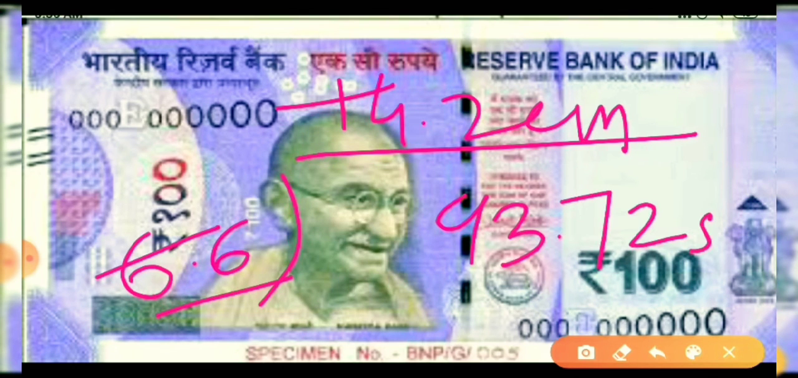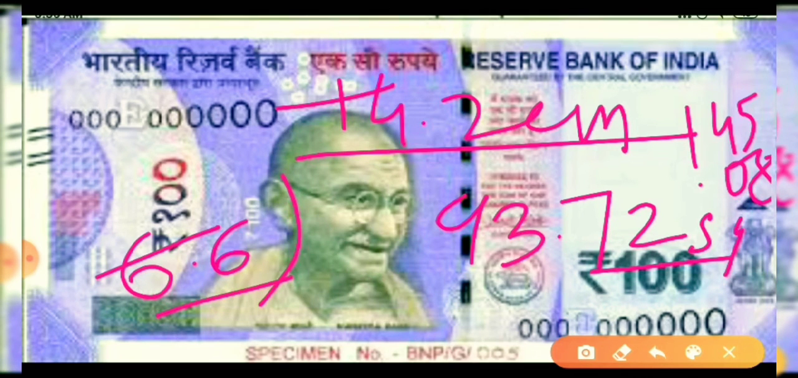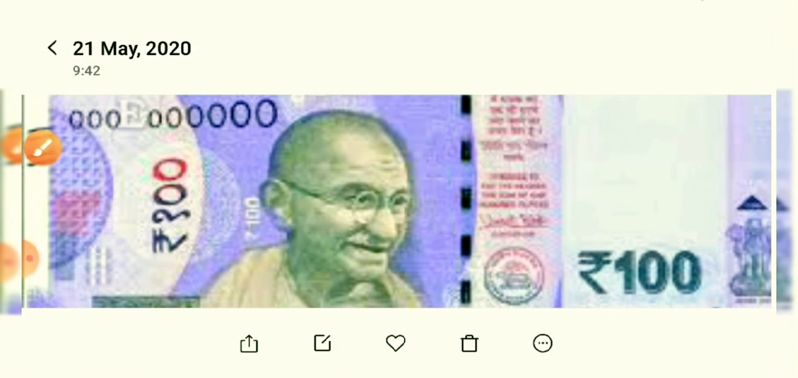So after multiplying 14.2 by 6.6, you will get 93.72 square centimeter. Now remember the area of 2 5 rupee notes was 145.08 square centimeter. Now you can easily compare which area is smaller. You will get that 93.72 square centimeter is smaller. So we can say that the area of a 100 rupee note is smaller than the 2 5 rupee notes. Okay, now come to the second question.